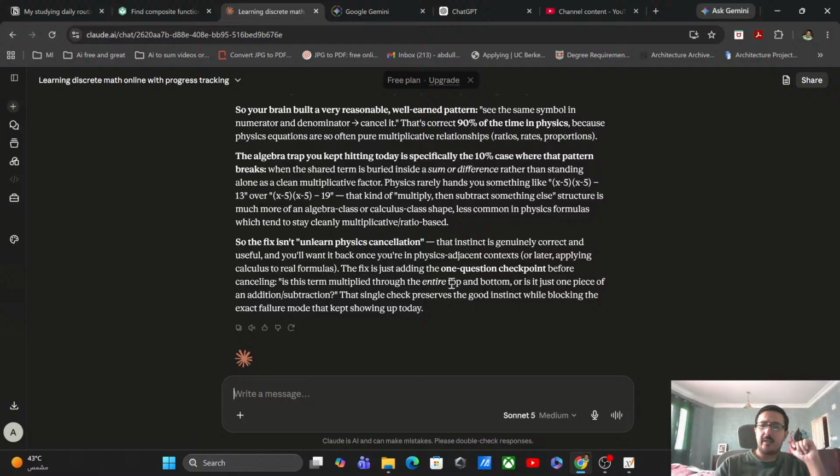The fix is just adding a one-question checkpoint before cancelling. Is this term multiplied through the entire top and bottom, or is it just one piece of an addition or subtraction? That single check lets you preserve a good instinct while blocking the exact failure.